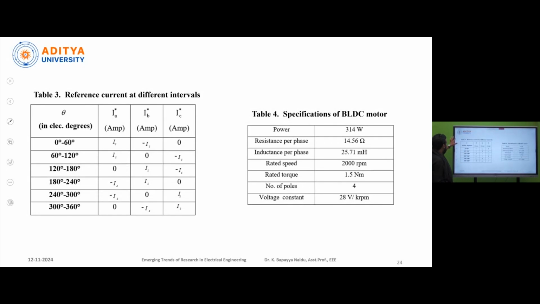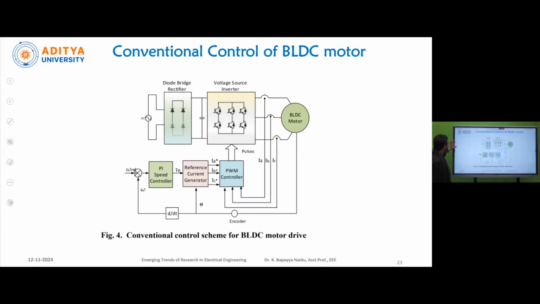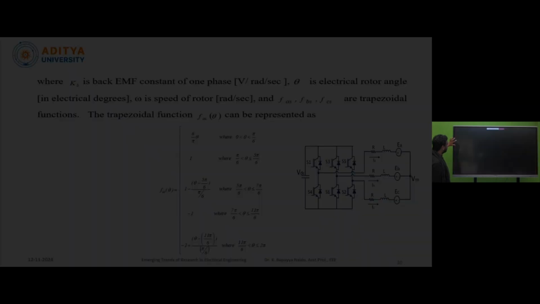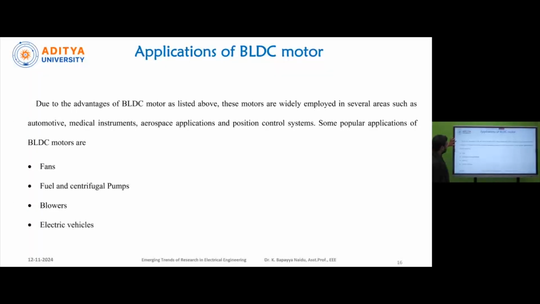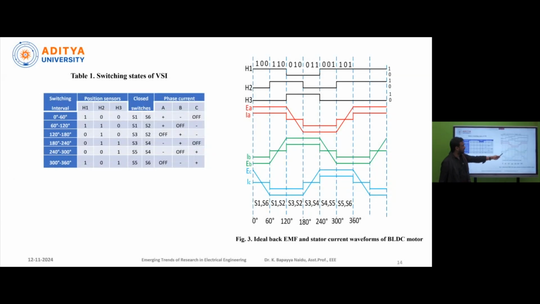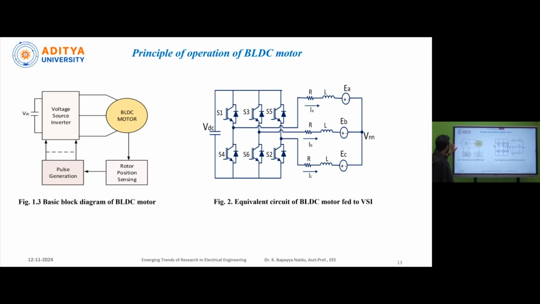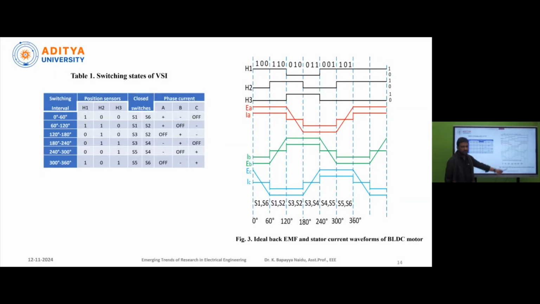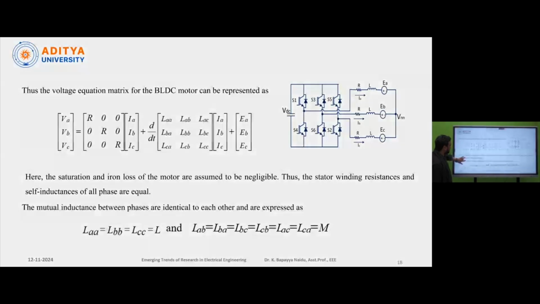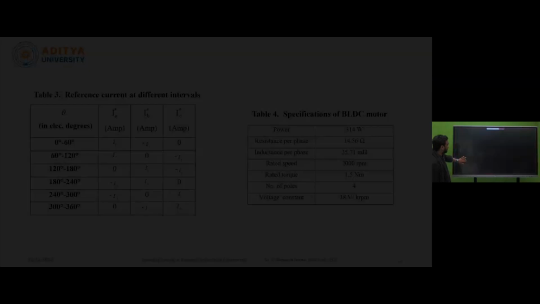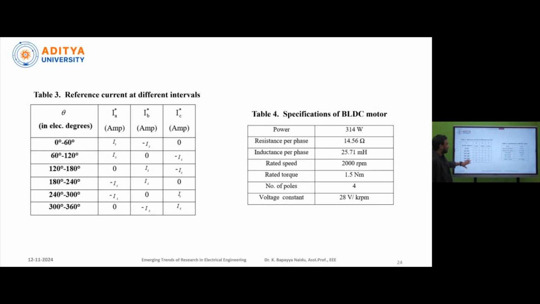Here in this figure, the reference currents at different intervals are: from 0 to 60 degrees, IA star is IS, IB star is minus IS, and IC star is 0. Why? How can we get this table? According to this switching table and these waveforms, we can generate the reference currents IA star, IB star and IC star.